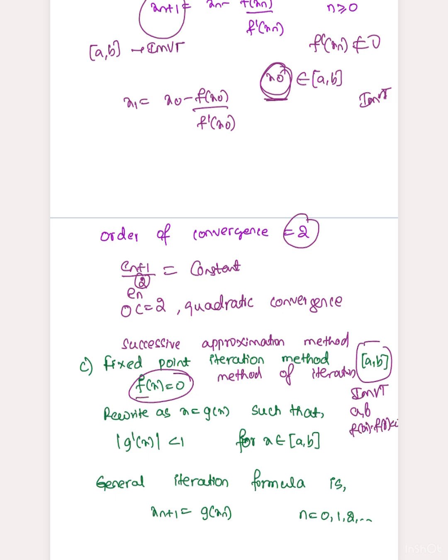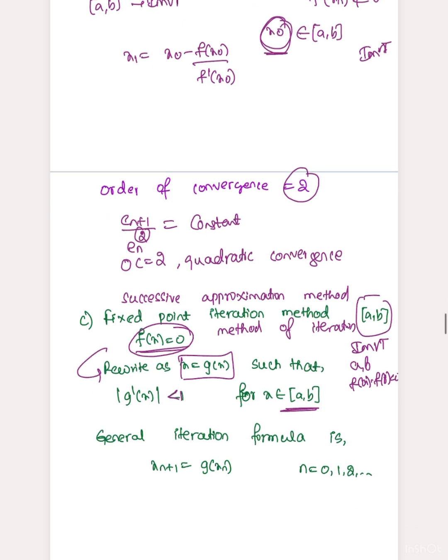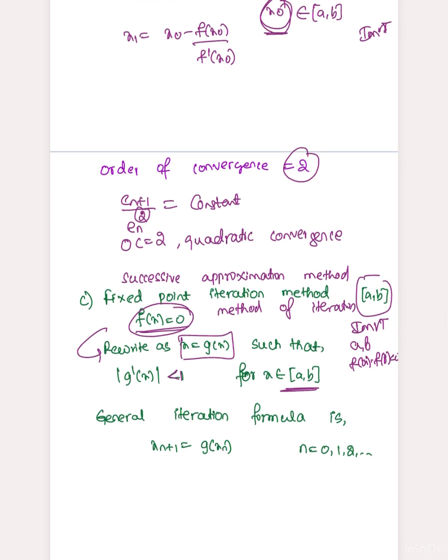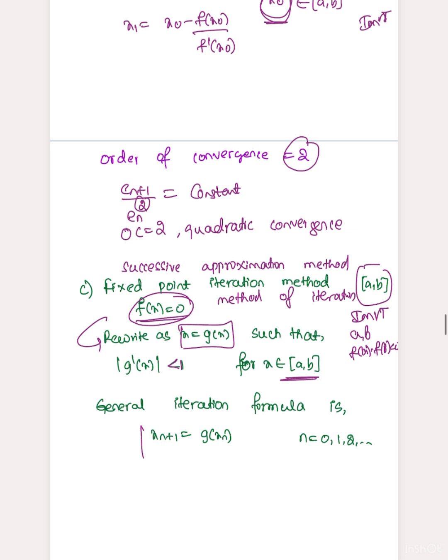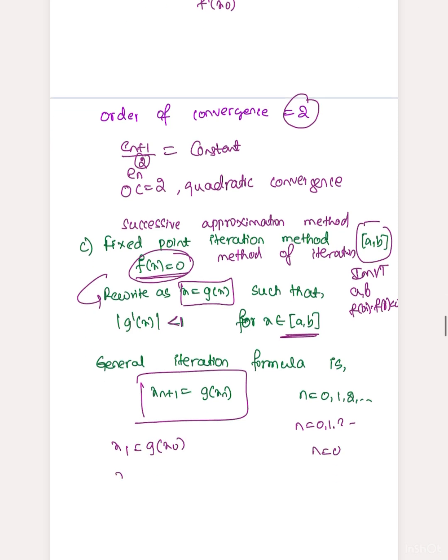Now this given f of x should be rewritten as x is equal to g of x, such that modulus of g dash of x should be less than 1 within this interval AB. So in that case, the general form of the iteration formula for fixed point method is given by xn plus 1 is equal to g of xn. Here n is equal to 0, 1, 2, 3. For first iteration, n is equal to 0. This will be x1 is equal to g of x0. Here x0 is taken from the closed interval AB in the test interval.